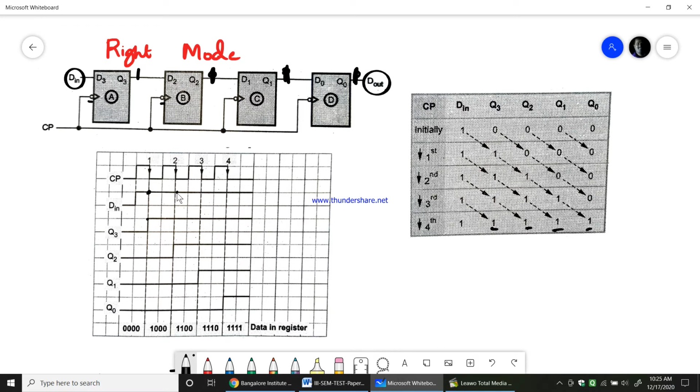Now at this point D in is 1, so Q3 which was 1 gets shifted to Q2 and Q3 becomes 1 because of D in equals 1, and then the other two will be 0. In this clock pulse, this one gets shifted to here, this one gets shifted to here, and this is 0. At the last fourth clock pulse, you see all will become 1 by shifting to the right side. This is the right mode serial in serial out operation.